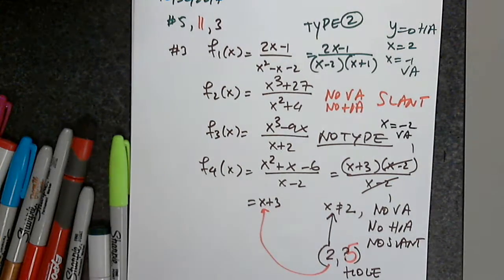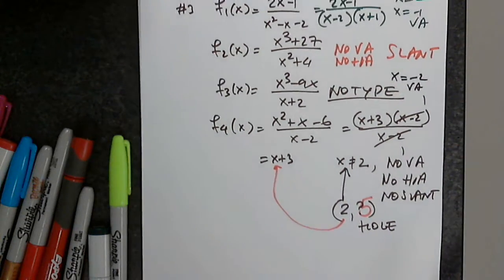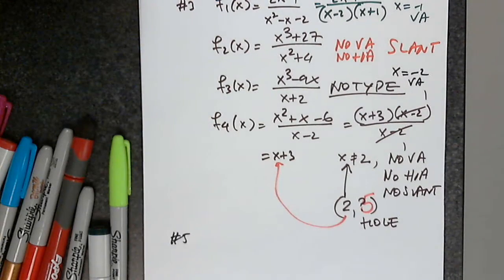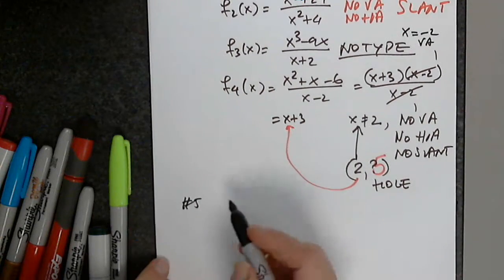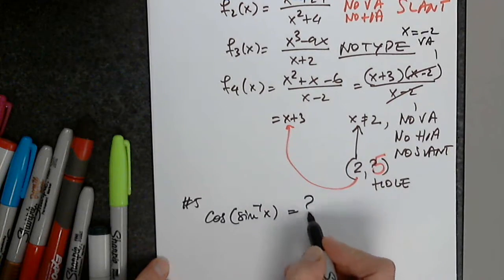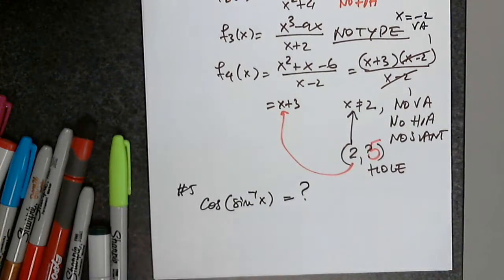Okay, so now let's look at number 5. Can I look at number 5? I forgot. Number 5, what does it say? Where is number 5? Oh, cosine of sine inverse x. Very good. Important type of problem. So cosine of sine inverse of x. So this is what we are asked to find. Where is my starting point?